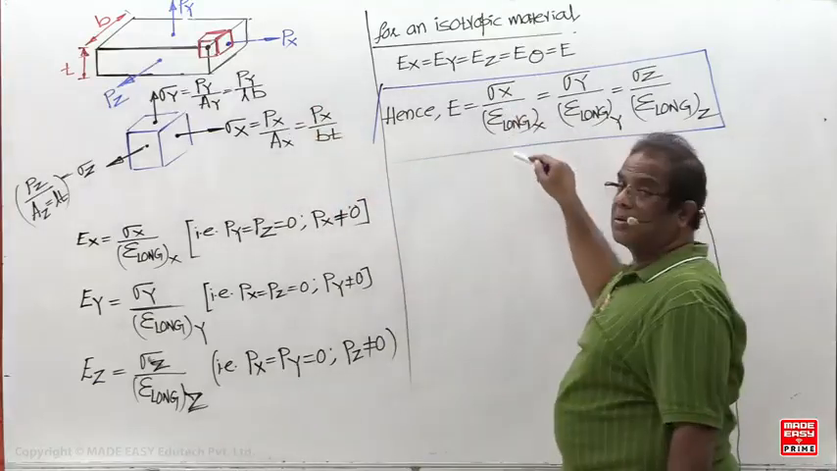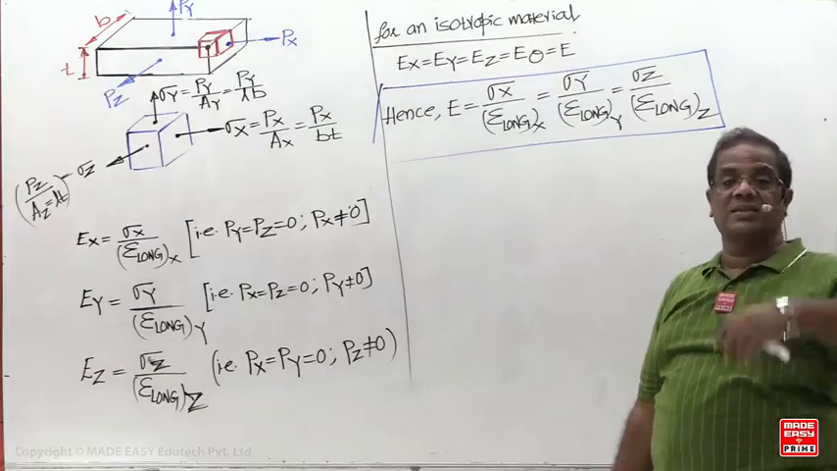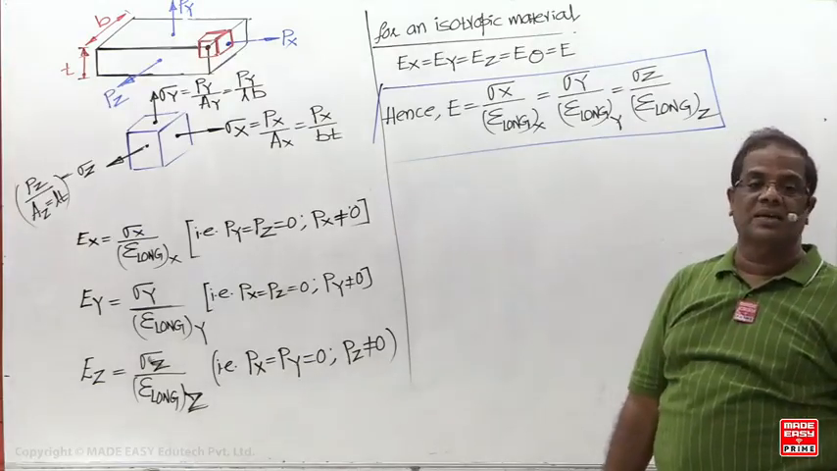Most of them are going to mention sigma x by epsilon x. We should not use that epsilon x. In the x direction there are three strains: one longitudinal and two lateral strains.